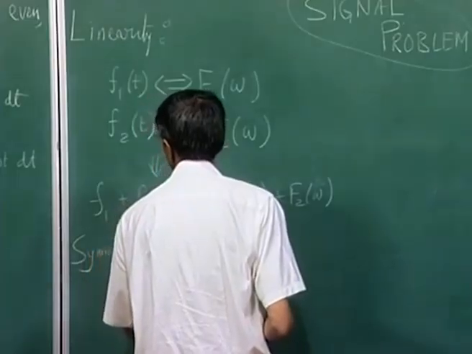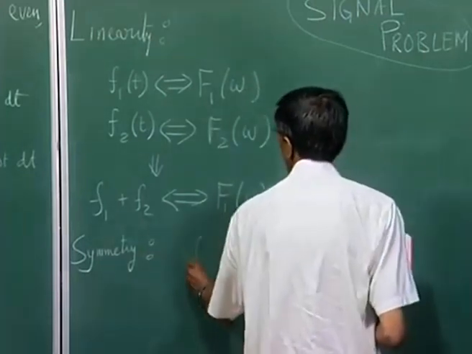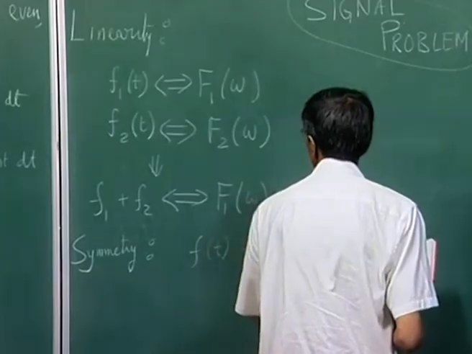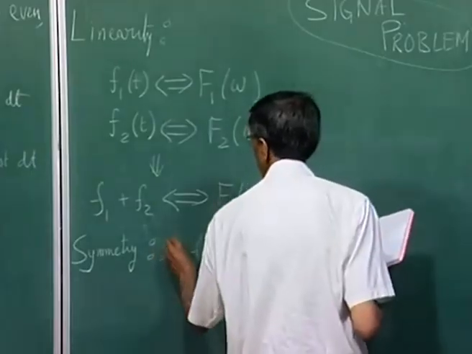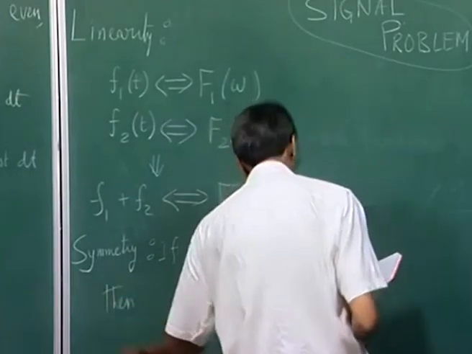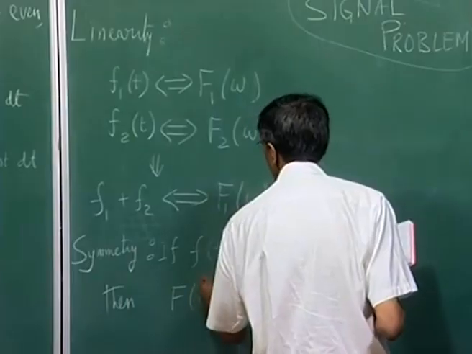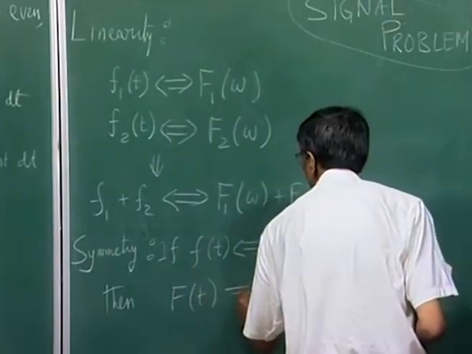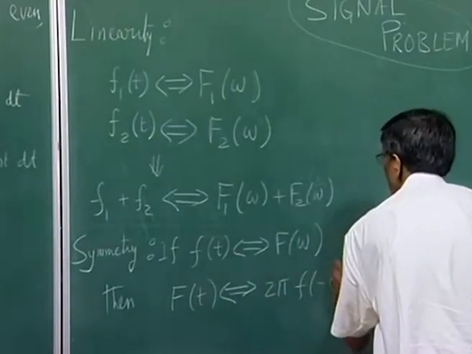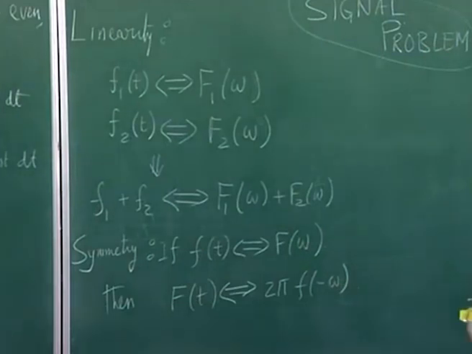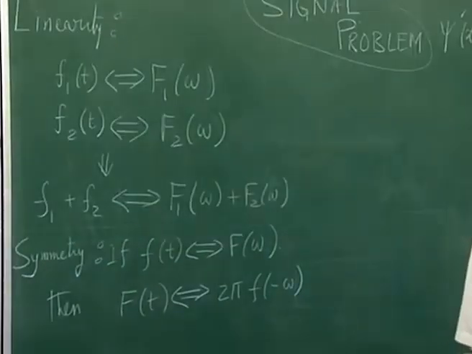For example, one often uses the symmetry property. The symmetry property says that if I have a function f of t related to its Fourier transform F of omega, then I could show very easily that F of t is the Fourier transform of 2 pi times f of minus omega. I am just enunciating, you can actually plug it in the basic definition and show it. So, that is your symmetry property.